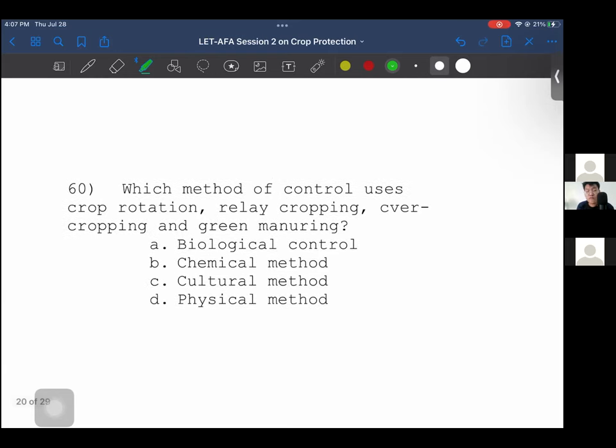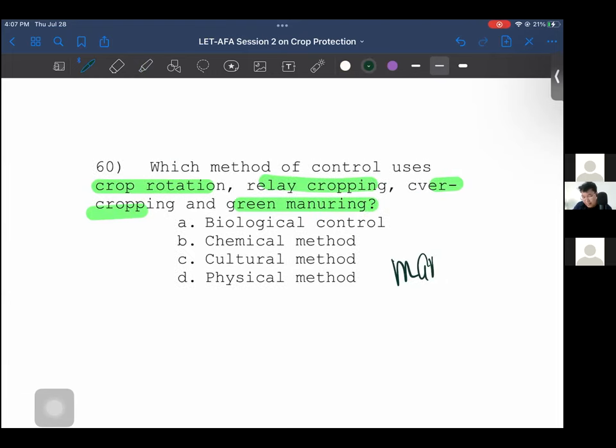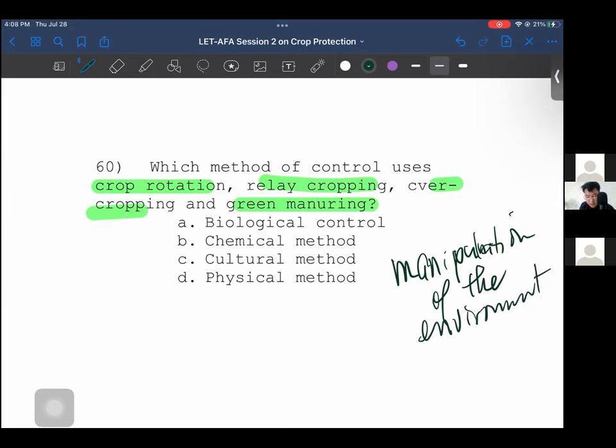Next, which method of control uses crop rotation, relay cropping, cover cropping, and green manure? So, again, if we will analyze, may rotation, relay cropping, cover cropping, green manuring. These are all, again, manipulation of the environment. So thus, it falls under cultural method. It falls under cultural method.